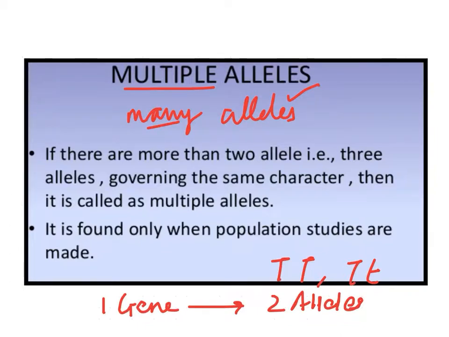Multiple alleles means if there are more than two alleles, like 3 or more than 3, controlling the same character, then they are called multiple alleles. As per Mendel, एक कैरेक्टर को सिर्फ एक जीन कंट्रोल करता है, यानी दो अलील्स कंट्रोल करते हैं. लेकिन अगर किसी कैरेक्टर को दो अलील से ज्यादा अलील्स कंट्रोल करते हैं, then the phenomenon is called multiple alleles. And multiple alleles are found only when population studies are made. जब population studies की जाती हैं बेटा, तभी हमें multiple alleles discover होती हैं.